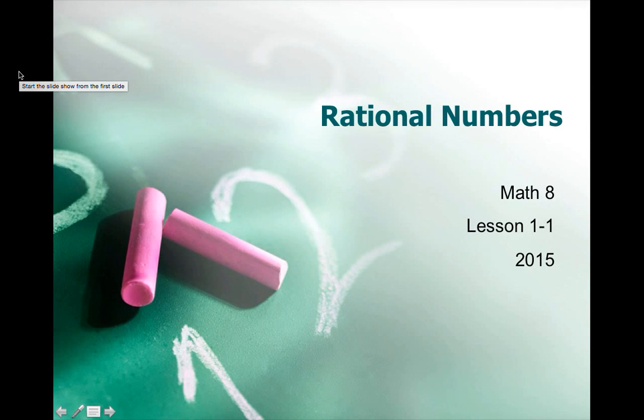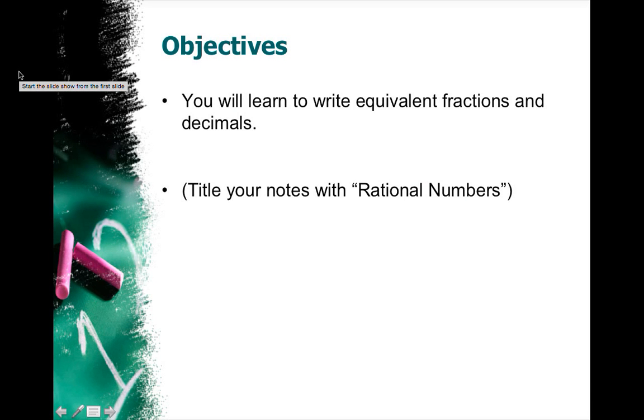This lesson is on rational numbers. It is the first lesson in your textbook. Your objective for this lesson is you will learn to write equivalent fractions and decimals. So go ahead and set up your notebook in Cornell note format and title your notes with rational numbers.